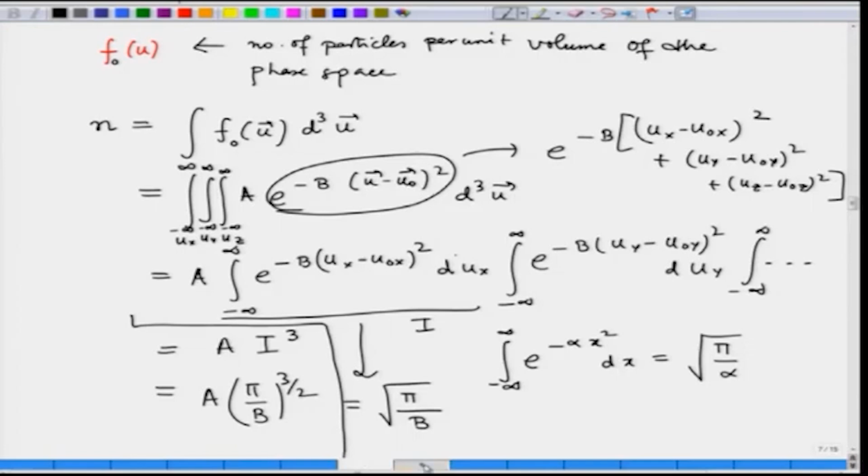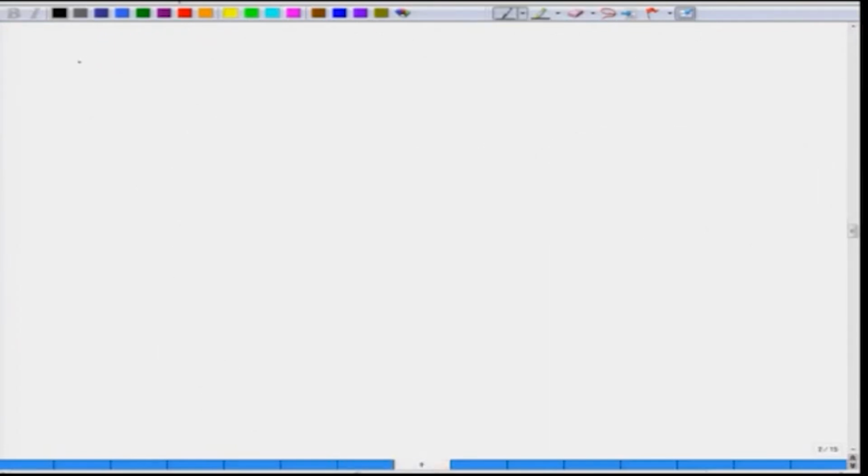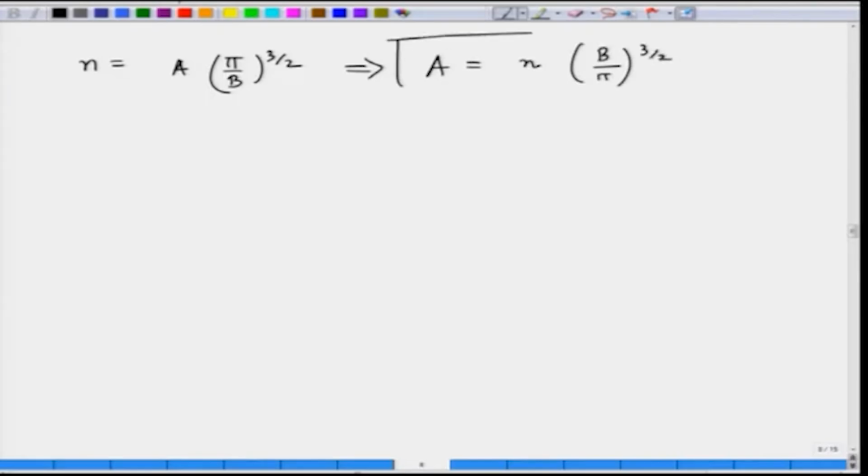If you have this result, then n will be equal to A times (pi by b) to the 3 by 2. So A will simply be n times (b by pi) to the 3 by 2. So we find a relation between A and b, but still one characteristic variable of the system comes into play, that is the number density n. But we still cannot evaluate A and b independently of each other in terms of the other variables characterizing the system.